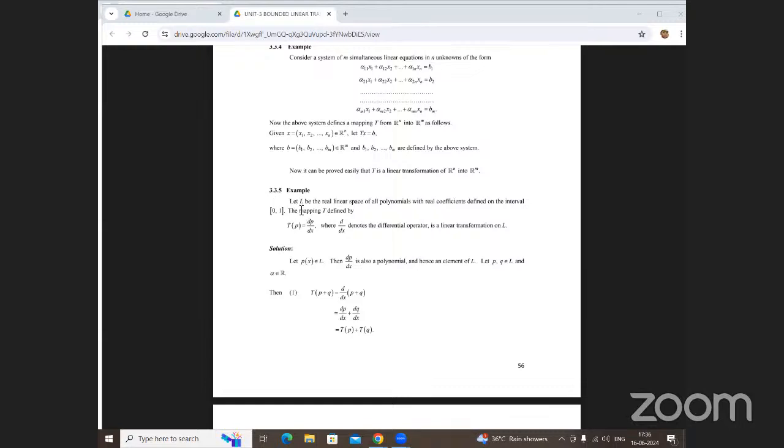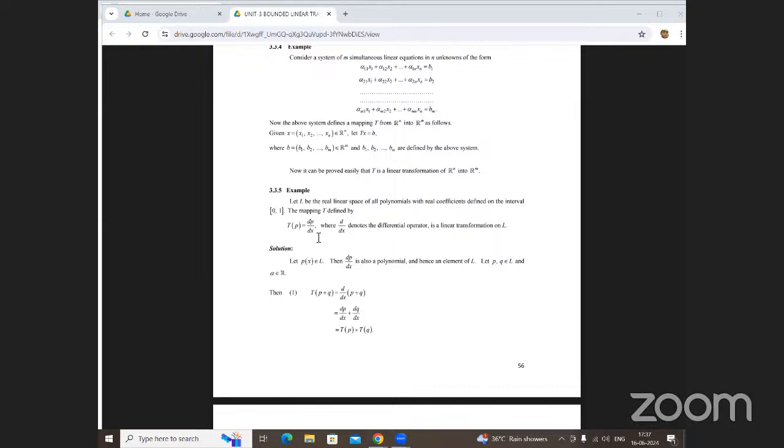3.3.5. See this statement. Let L be the real linear space of all polynomials with real coefficients defined on the closed interval [0, 1]. The mapping T is defined by T(P) = dP/dx. Here d/dx is called the differential operator. So by the definition of the transformation, T(P) = dP/dx, differentiation with respect to x.